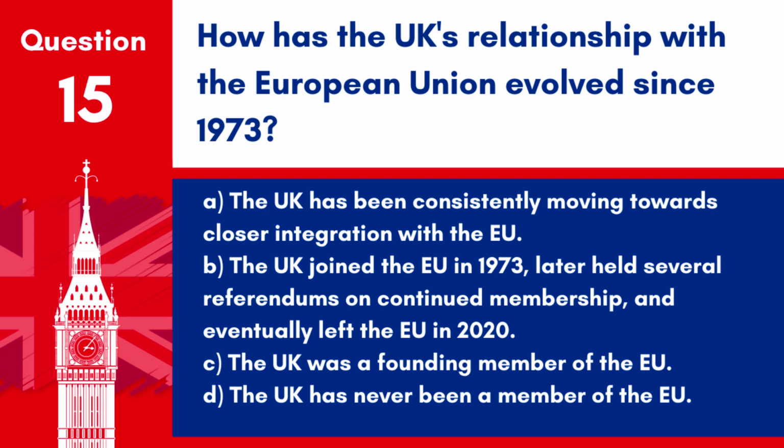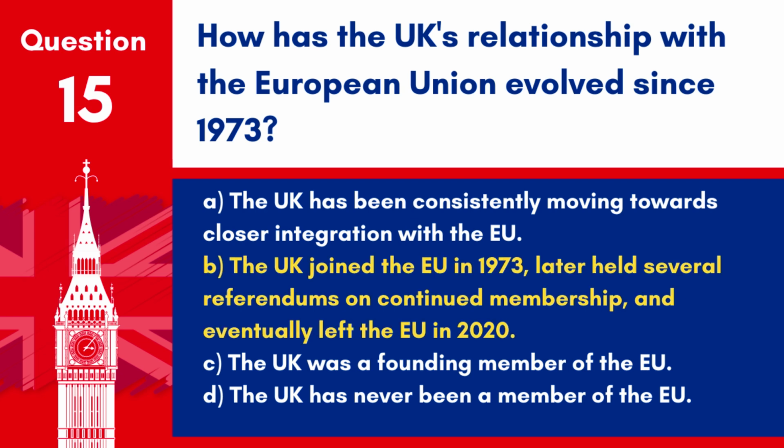Question 15. How has the UK's relationship with the European Union evolved since 1973? A. The UK has been consistently moving towards closer integration with the EU. B. The UK joined the EU in 1973, later held several referendums on continued membership, and eventually left the EU in 2020. C. The UK was a founding member of the EU. D. The UK has never been a member of the EU.